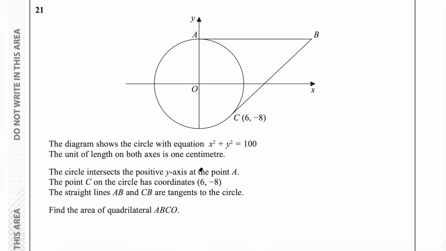Okay, so C, they've already labeled that point there. x squared plus y squared equals 100. That means the radius of this circle is 10. So you need to know what that equation for a circle means. This is effectively the radius squared. That tells me point A is going to be at 0, 10. And we're looking for the area of this quadrilateral ABCO. So this area in here.